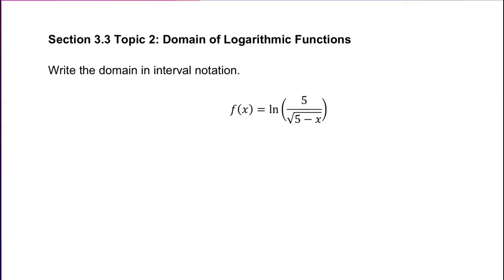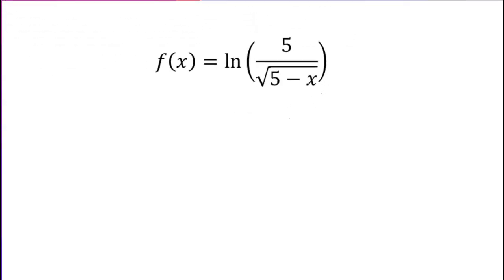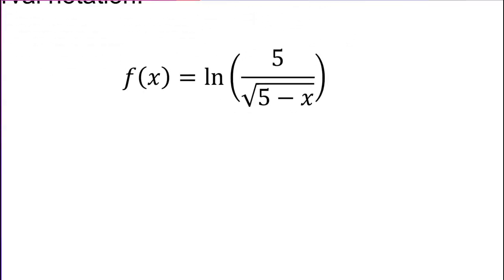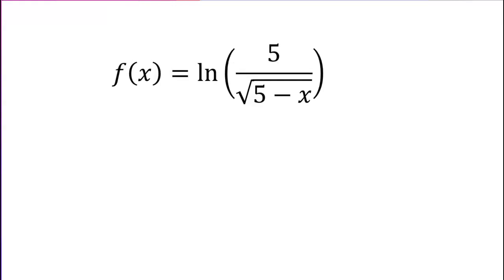Today we're looking at section 3.3 topic 2, domain of logarithmic functions. Write the domain in interval notation. The function that we have here is f of x equals natural log of 5 over square root of 5 minus x. Highlight that log argument.